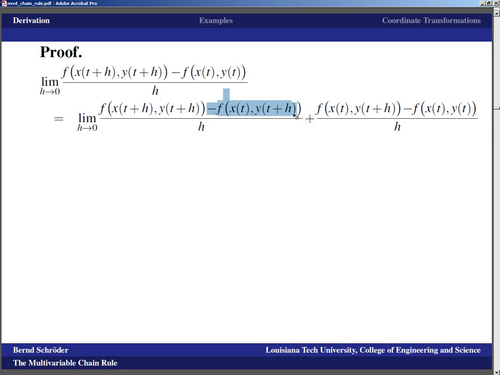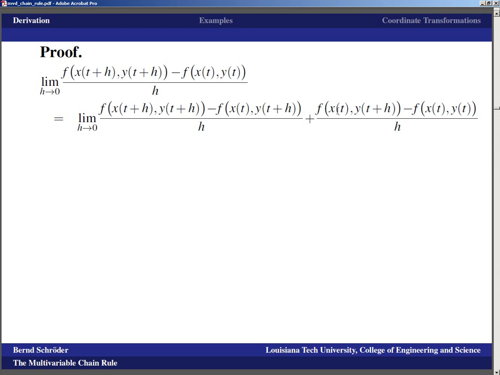And so the trick that we do is we splice in an f of x of t, y of t plus h. If you look at that, we take the first one, subtract f of x of t, y of t plus h, add f of x of t, y of t plus h, and then we have the minus f of x of t, y of t here, and we still divide by h. I've just separated the fractions. So this is the same entity as before.